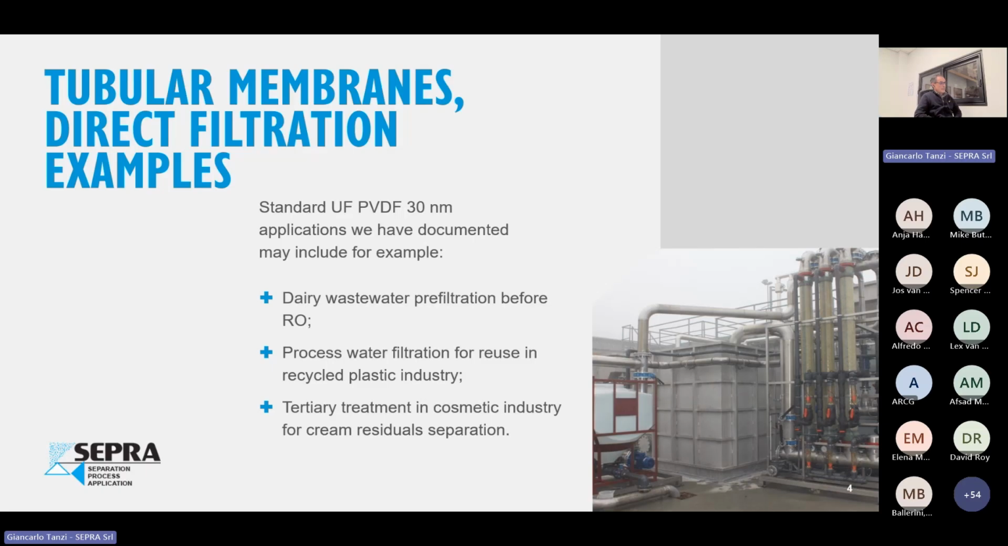And another case that we have seen is the cosmetic industry. Typically, waste streams in the cosmetic industry are contaminated by a significant amount of cream residuals. Residuals that are organic, okay, but they're not really biodegradable, and they are not so viable in the traditional biological plant treatment.